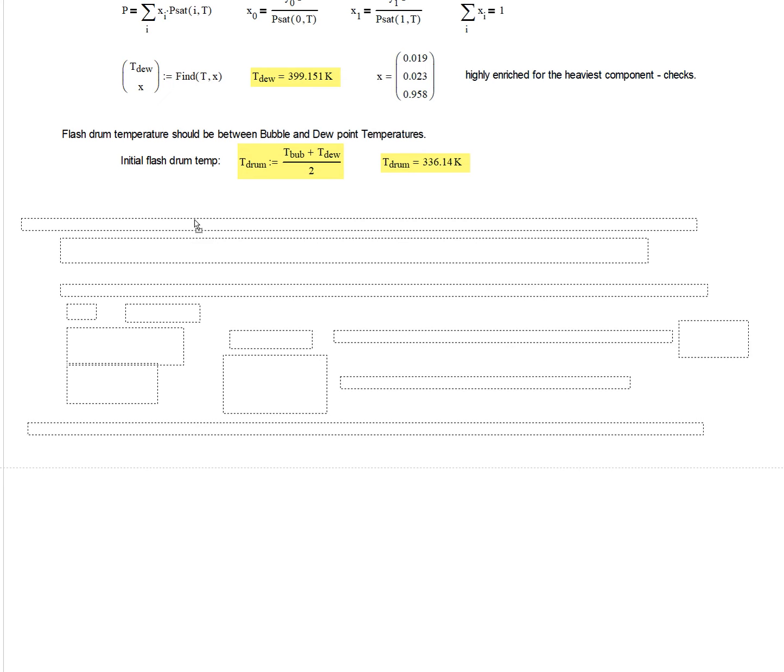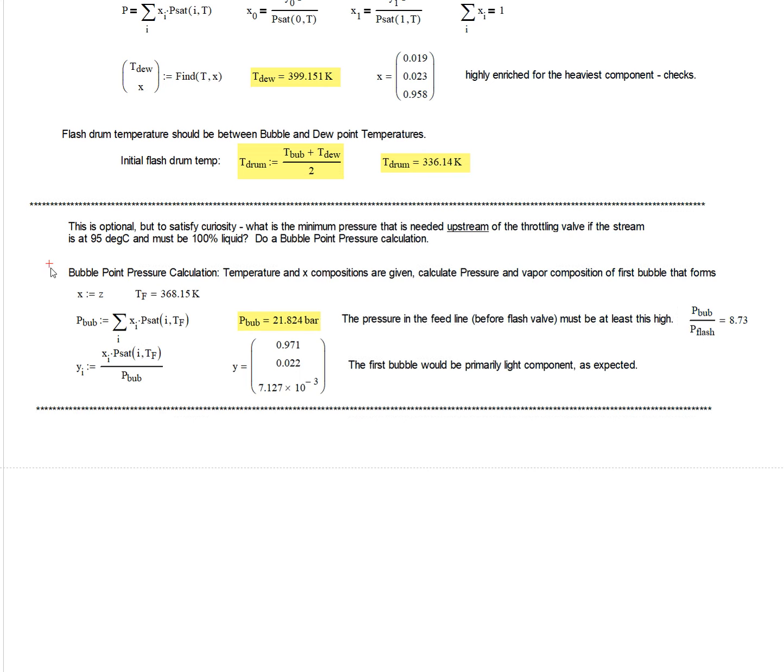Another thing that I was interested in when solving this problem was what is the pressure upstream of that throttling valve? We were only told that it's 95 degrees C and it must be 100% liquid. So what should that pressure be?